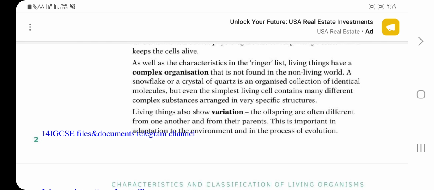What's variation? The offspring are often different from one another and from their parents. So, what's the importance of this variation? It's very important in adaptation to the environment and in the process of evolution.